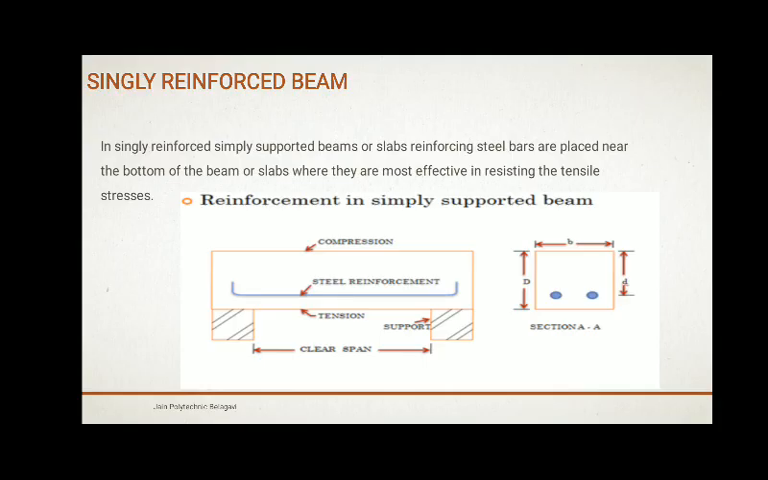The upper part is B, that is width, this part is D, that is the depth, and small d is the effective depth. The effective depth means depth from the top of the beam to the center of the reinforcement, that is steel.